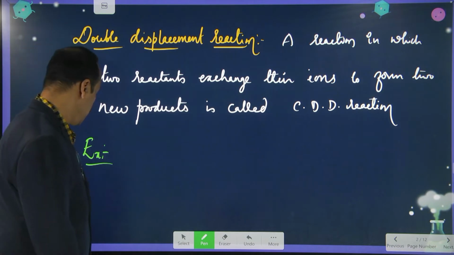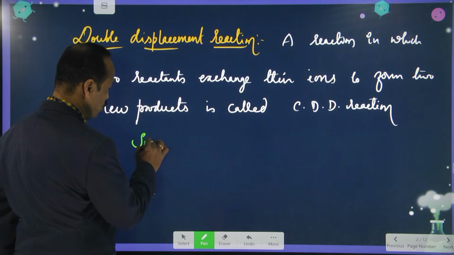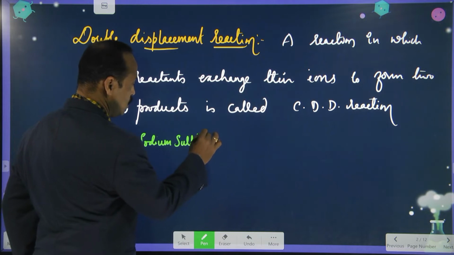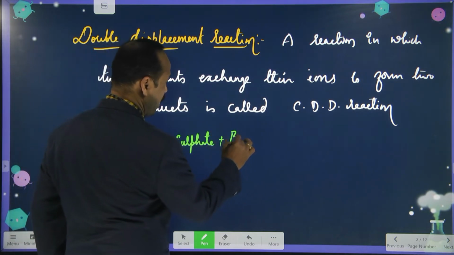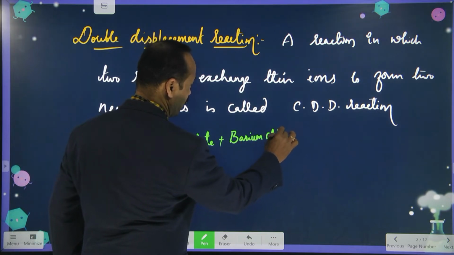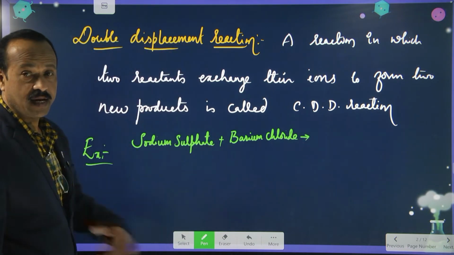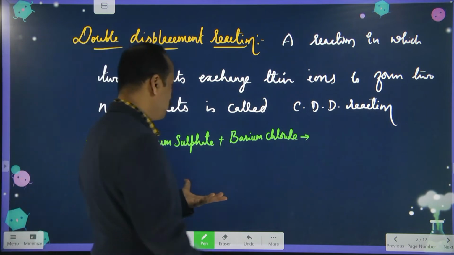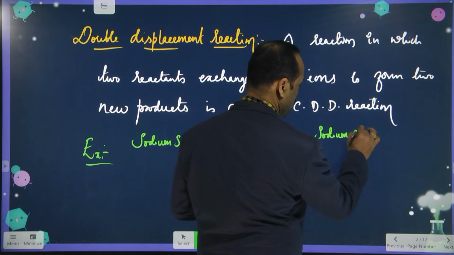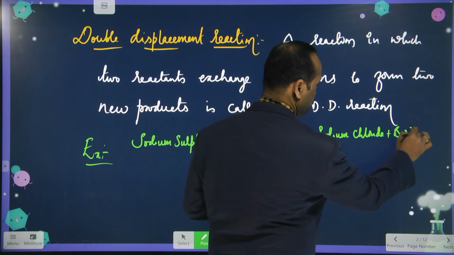Right. Now see here, for example, I will take sodium sulfate solution. To this sodium sulfate solution, I will add barium chloride solution. When I add both solutions together, they will give new products. Those new products are sodium chloride plus barium sulfate.